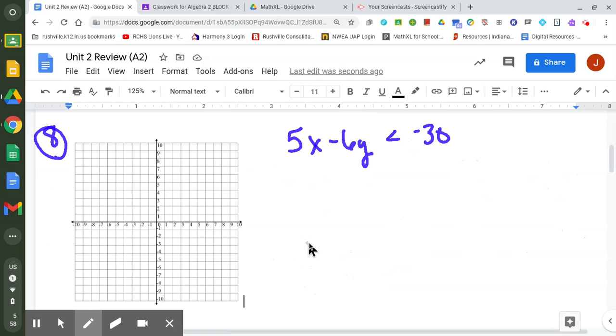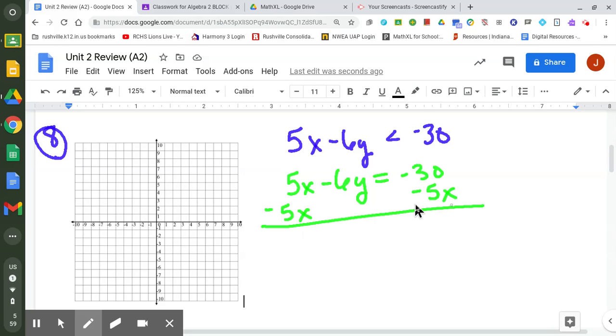For number 8, you are given an inequality and asked to graph it. So the first thing you'll have to do before you can graph anything is to solve this equation for y. So just to make it easier to not have to worry about this symbol until we're ready to shade, we are going to change that inequality to an equal sign so that when we solve, we don't have to worry about it. I'm going to subtract 5x on both sides of the equal sign.